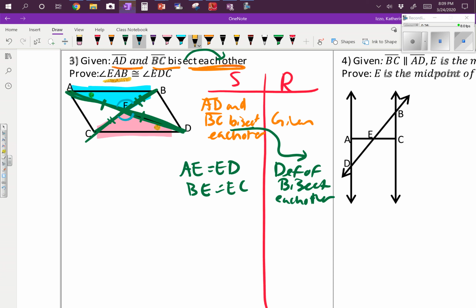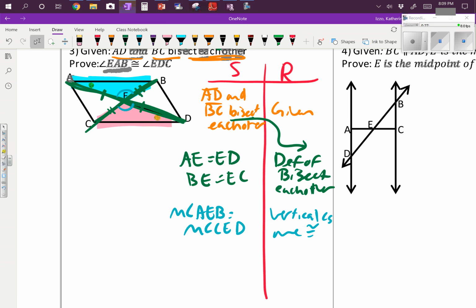So measure angle AEB equals measure angle CED because vertical angles are congruent. And then I can say that those two triangles are congruent by side-angle-side because my angle is wedged between my two sides.